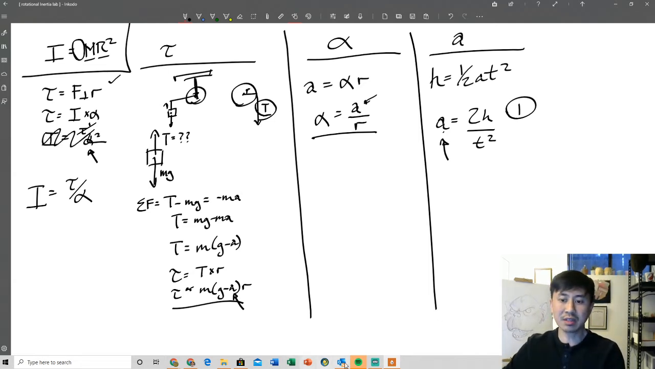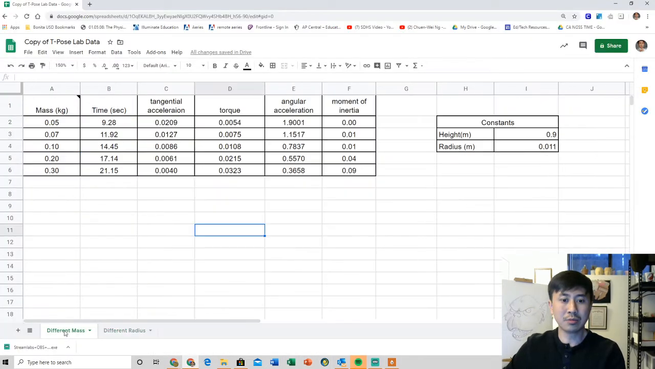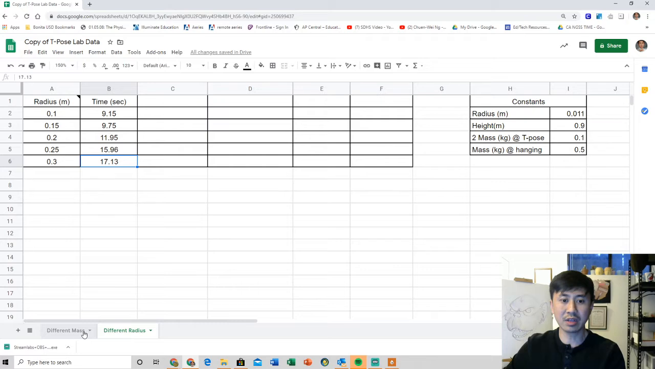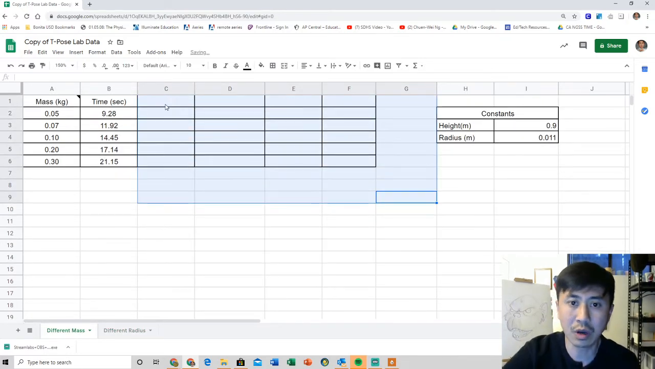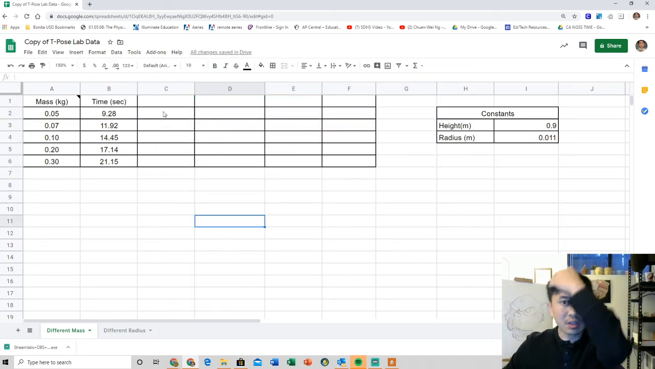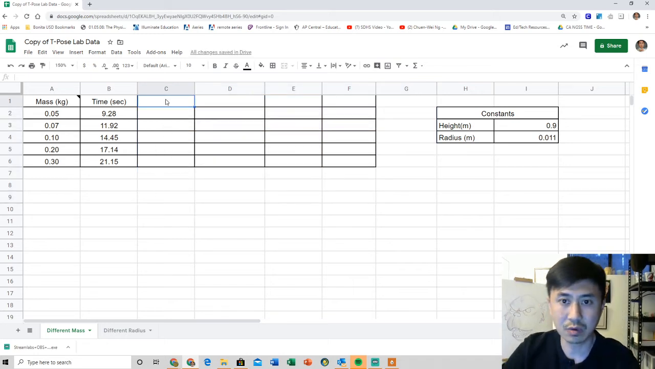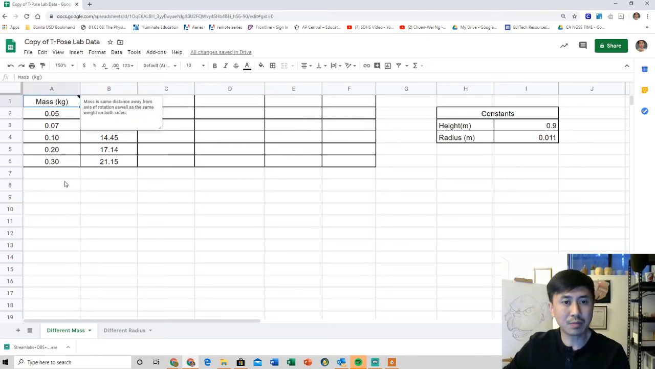So here's some data that a student shared with me. Thank you very much, Jonah. Jonah was kind enough to organize all of the data into different masses, as you can see down here, and different radii. I already did the math a little bit, but let's start over so that I can walk you through it. First things first, we need to find the tangential acceleration. If you don't know how to set this up, just start with A1, type in your masses, type in the times that you got for your little mass to fall down, and that's all the data that you need.